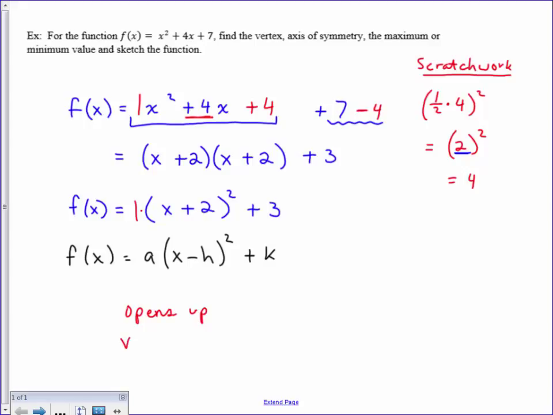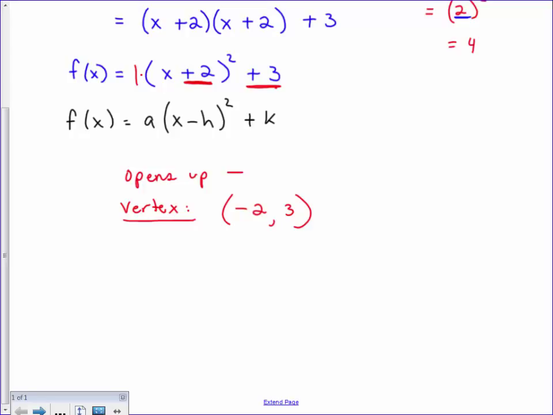My vertex is the ordered pair formed by h and k. We have to make sure to take the opposite of this value when we put it into the vertex, and we have to make sure to keep this value. So the vertex would be -2, 3.